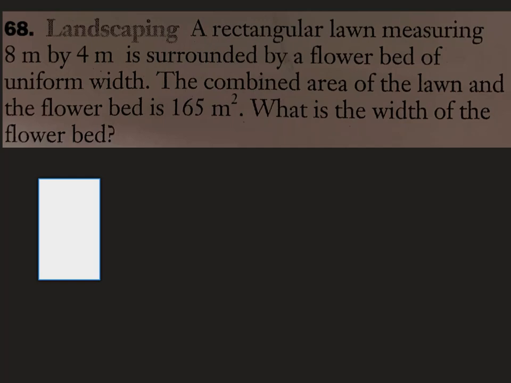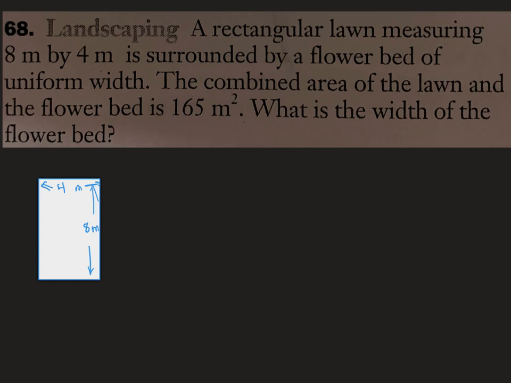Alrighty, let's take a look at this question. So we have a rectangular lawn measuring 8 meters by 4 meters, and I've drawn that in white. 8 meters would be the longer side, obviously. So this side length would be 8 meters from here to here, and from here across would be 4 meters.